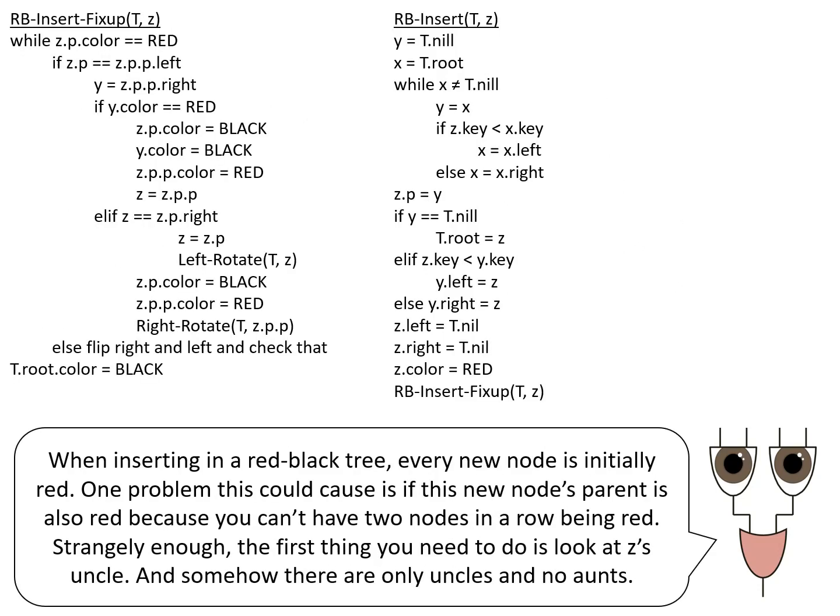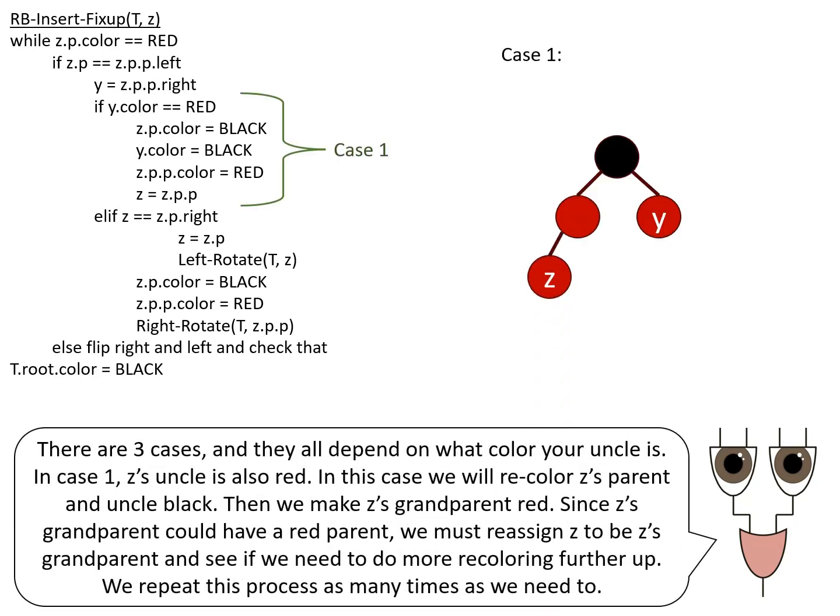When inserting in a red-black tree, every new node is initially red. One problem this could cause is if this new node's parent is also red, because you can't have 2 nodes in a row being red. Strangely enough, the first thing you need to do is to look at Z's uncle. And somehow, there are only uncles and no aunts. There are 3 cases, and they all depend on what color your uncle is.